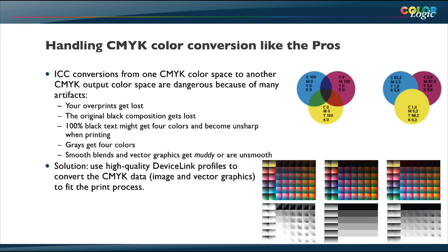Using the same thing with a device link, only changes where absolutely necessary are done. The integrity of the black is completely retained. The smoothness is much better, and you get a much better print by getting the same colorimetric accuracy, but having it much better printable. And that's the most important part. I don't lose my overprints, and I have much smoother rendition at the end point. So that's the reason why I've headlined this presentation, Handling CMYK Color Conversion Like the Professionals. That's how you should do that, basically.